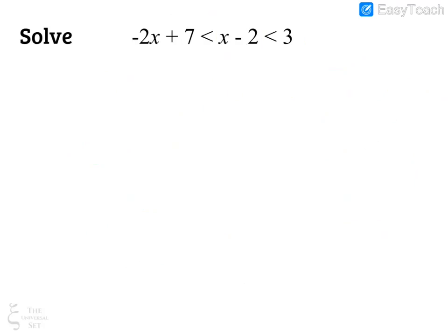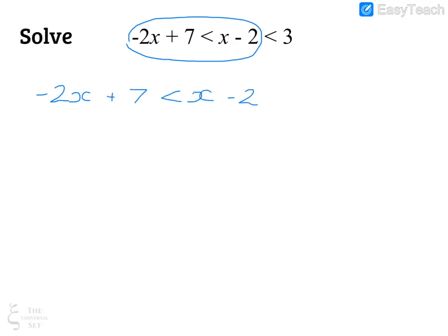Right, we've got one final example we'll look at, same kind of idea. I'm going to split it up into two parts. So we've got our, let's say, our blue part on the left. -2x plus 7 is less than x minus 2.